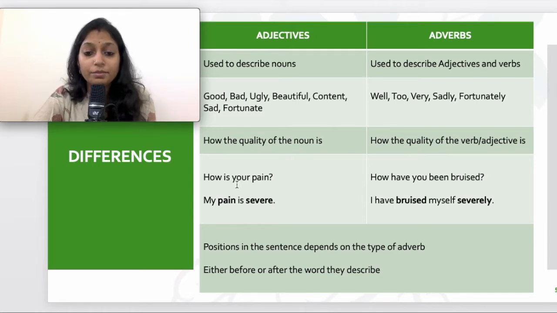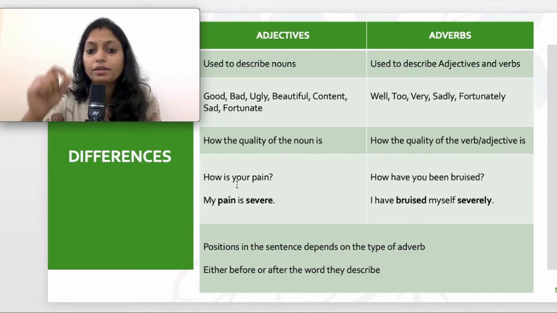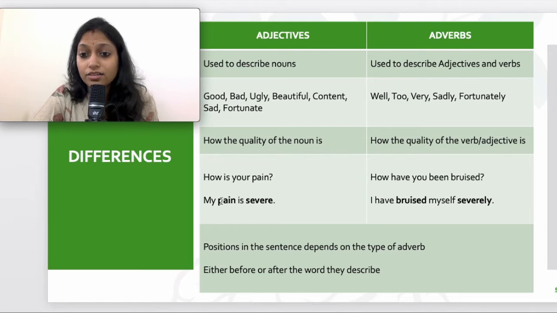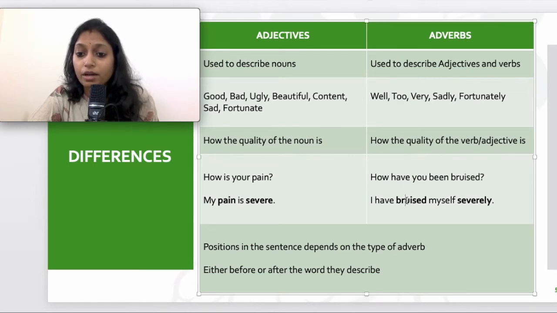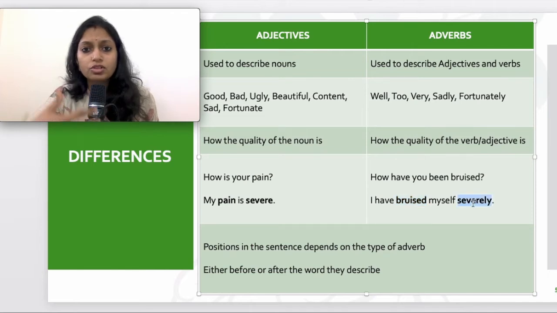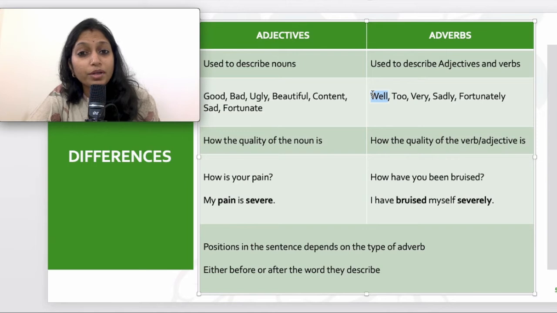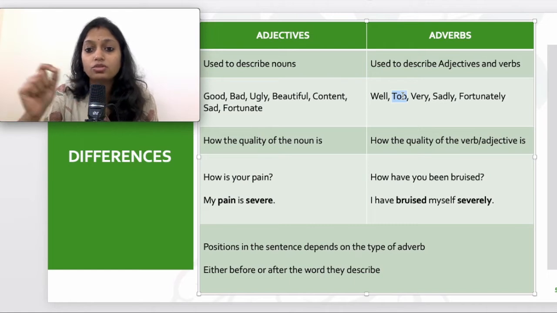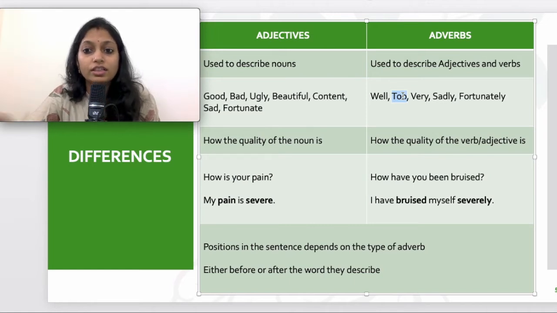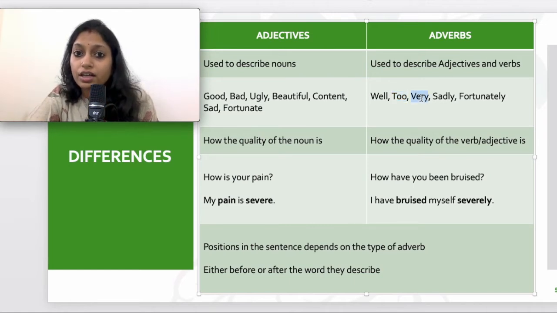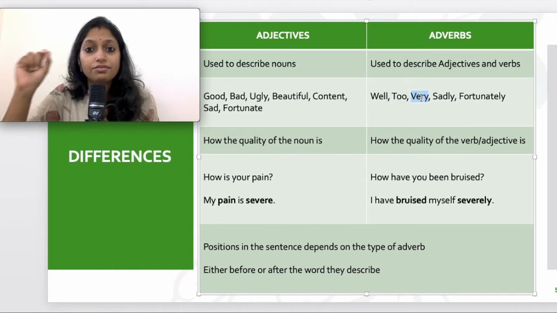More examples coming up. How is your pain? My pain is severe. So I am trying to describe pain here, whereas I am trying to describe how bruised I am, severely bruised. Bruised is to be hurt physically. How are you doing? I am doing well. Is the salt too much in quantity? Yes, the salt is too much in quantity. Is the test very difficult? Yes, the test is very difficult.